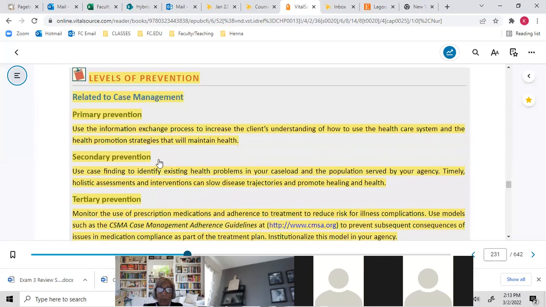Okay, and then last in this chapter, I want to cover levels of prevention. This is related to case management, since this is the chapter we're covering. So let's figure out why this first one is primary. Use the information exchange process to increase the client's understanding of how to use the healthcare system and promote health and the health promotion strategies that will maintain health. Why is that primary? Anyone?